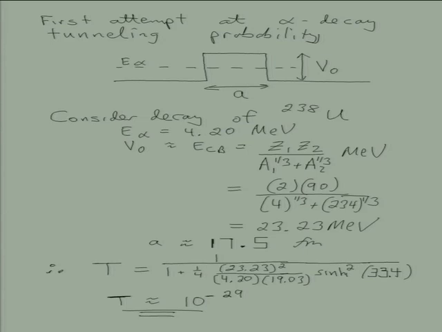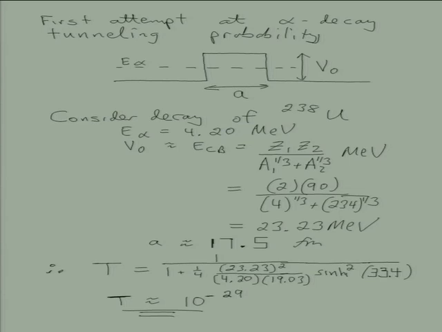I just plug in those numbers, and what I find is the transmission probability is about 10 to the minus 29. And that should be somewhat reassuring, because classically there's no way in the world the alpha particle could make it through. It's only got 4.2 MeV, and the height of that barrier is 23 MeV. So classically the transmission probability is 0, quantum mechanically it's not 0, but it's darn small.